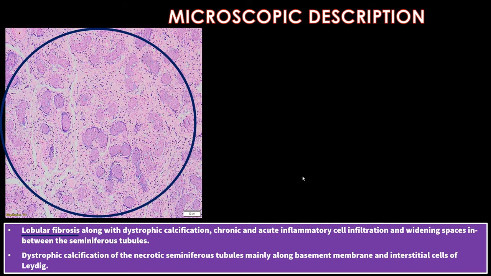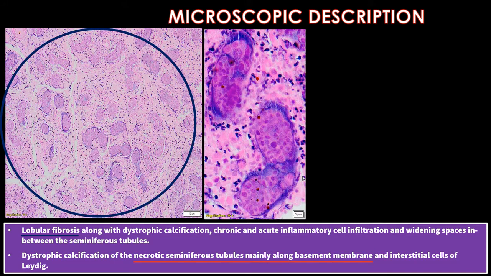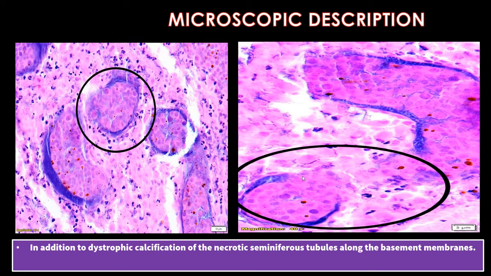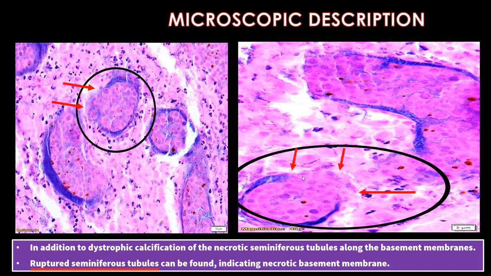Dystrophic calcification of the necrotic seminiferous tubule, mainly along the basement membrane, interstitial cells of Leydig. In addition to dystrophic calcification of the seminiferous tubules along the basement membranes, we can see ruptured seminiferous tubules, indicating necrotic basement membrane.